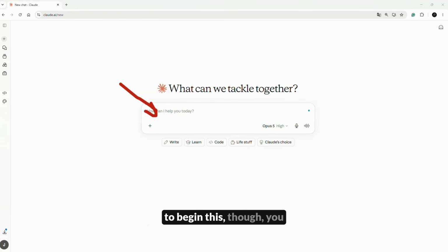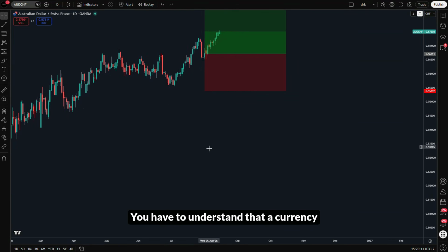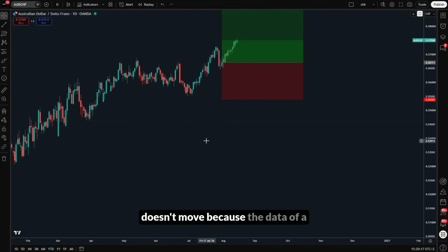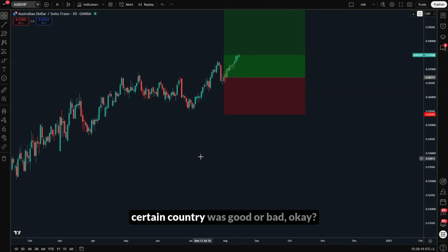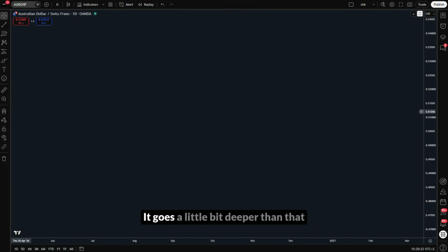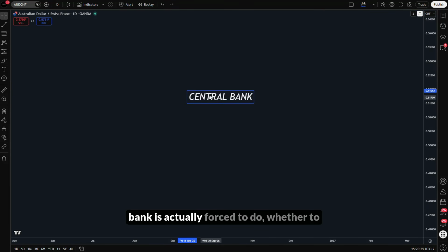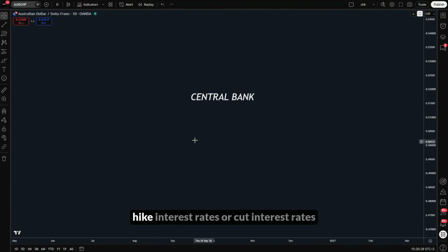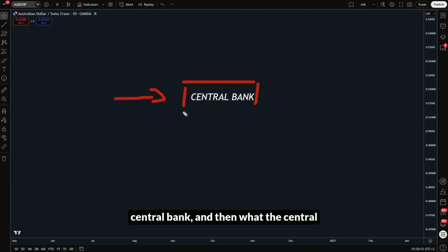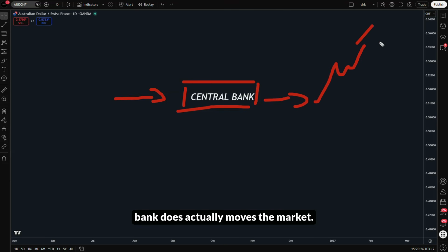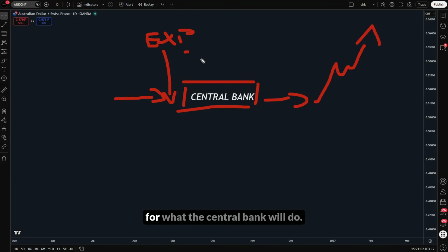To begin this, though, you have to understand one thing. You have to understand that a currency doesn't move because the data of a certain country was good or bad. Okay, it goes a little bit deeper than that. It moves because of what the central bank is actually forced to do, whether to hike interest rates or cut interest rates. So the data goes in, the data feeds the central bank, and then what the central bank does actually moves the market. Okay, and in this there's actually expectations for what the central bank will do.